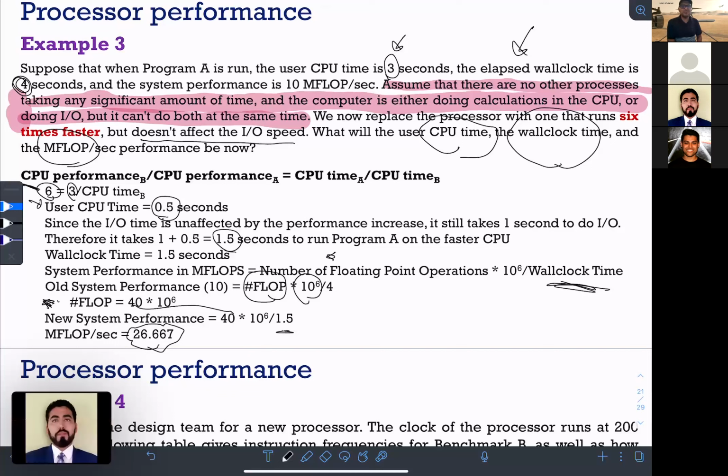Then now the wall clock time changed. I take that number divided by the new wall clock time, and I figure out the new FLOPS. Okay, I see that. That makes sense. Any questions so far regarding this part? Hey guys, is it clear? Easy peasy, lemon squeezy. Okay, perfect.